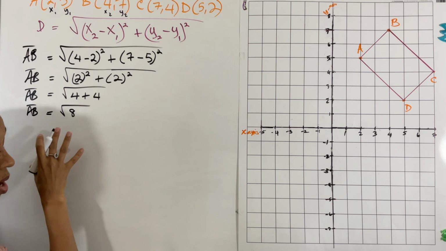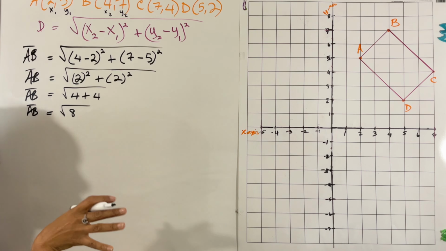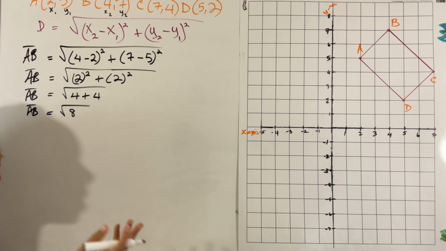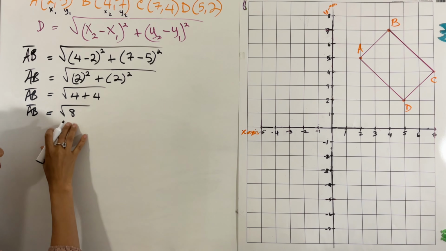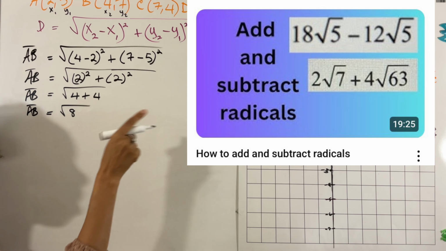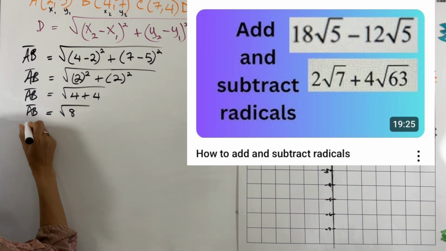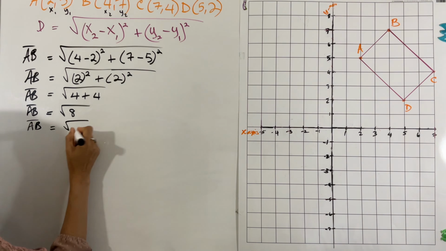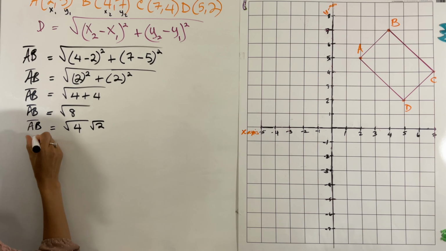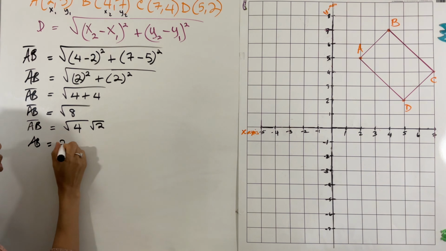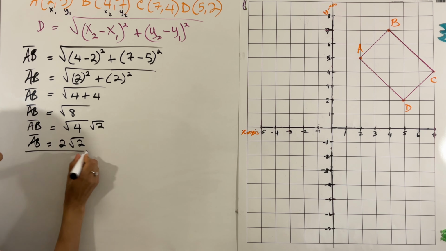Now, you can leave your measurement as this, or you can break it down, but I prefer to break it down. And if you need help on how to break down or simplify radicals, you can go back and watch my video on how to add and subtract radicals. So now you will have segment AB is going to be a perfect square first, which would be square root of 4 and square root of 2. So segment AB is going to be 2 radical 2. And that's for your segment there.